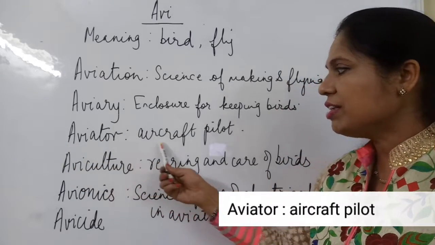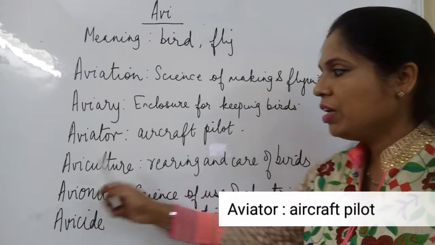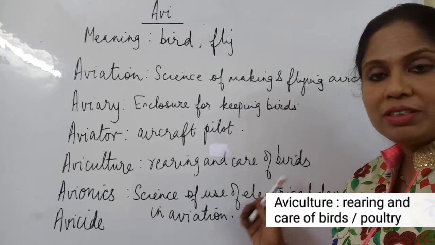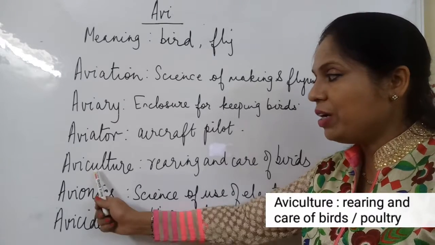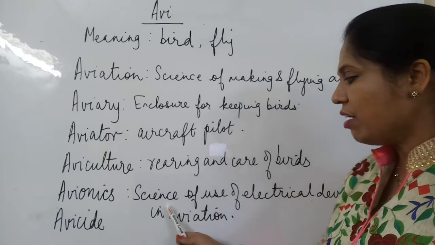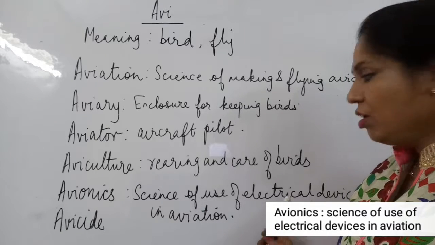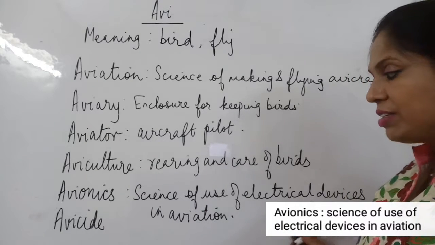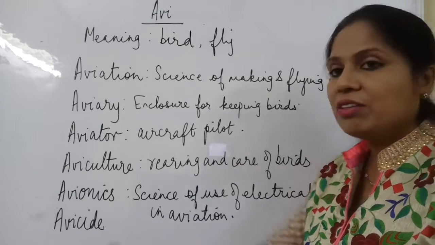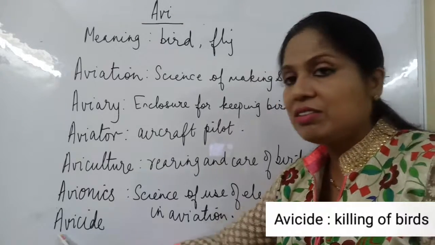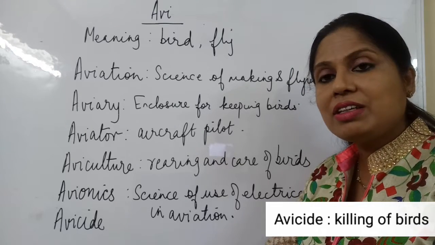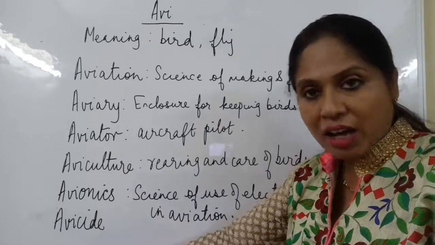An aviator is an aircraft pilot. Aviculture is rearing and care of birds. Poultry is also an extension of aviculture. Avionics is a science of the use of electrical or even electronic devices which are used in aviation. And the word avicide, again it consists of two words, avi plus cide, which means to kill, is the killing of birds. Avicide.